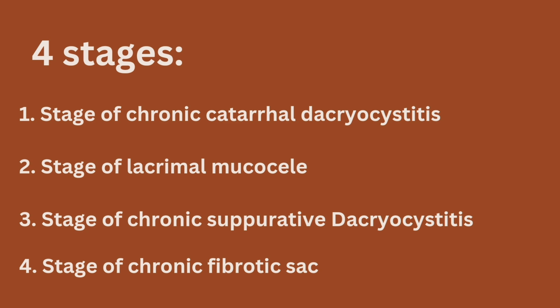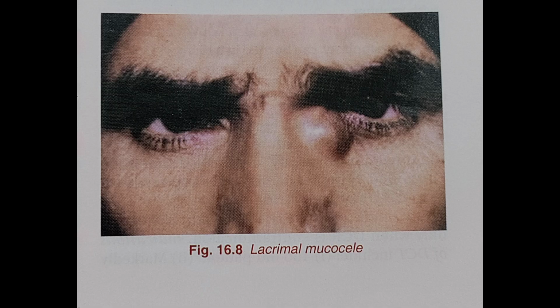The third stage is the stage of chronic suppurative Dacryocystitis. In this stage, there is pyogenic infection which converts the mucoid discharge into purulent discharge. If this purulent discharge blocks the canaliculi, it will cause an encysted pyocele. The fourth stage is the stage of chronic fibrotic sac. Here, the sac becomes small in size due to thickening of the mucosa. This is a photo showing the second stage of chronic Dacryocystitis, that is lacrimal mucocele. It is associated with a swelling just below the inner canthus.